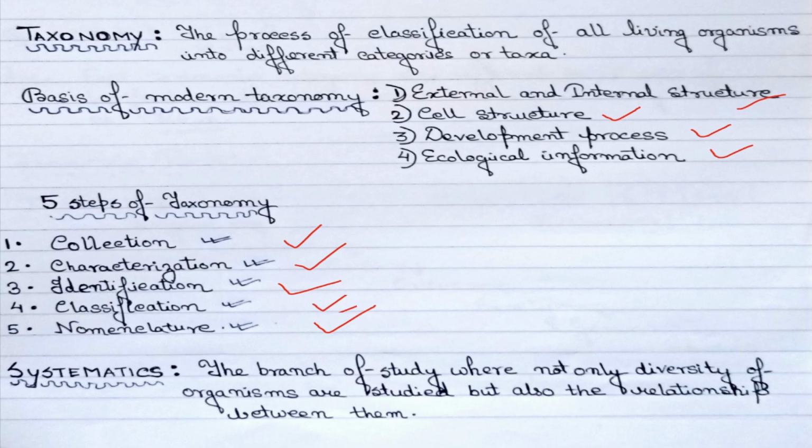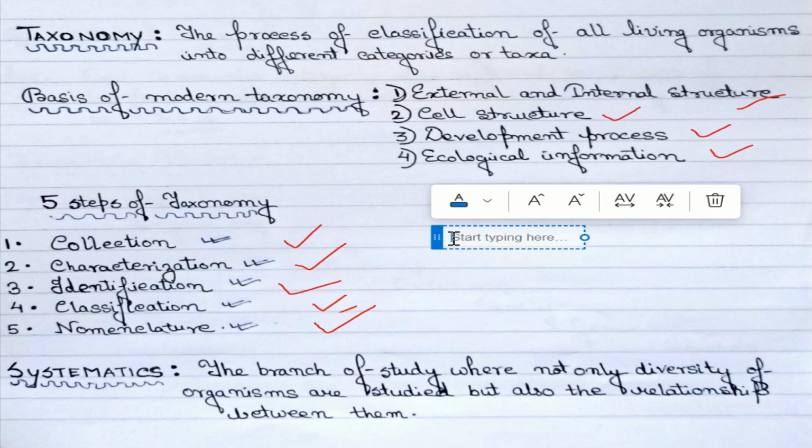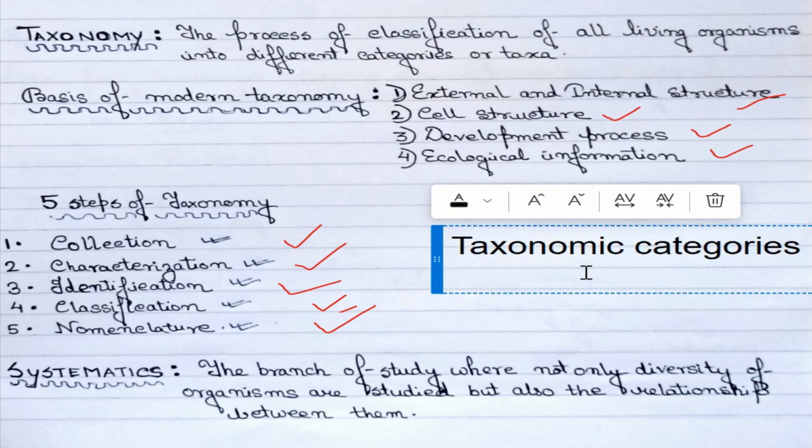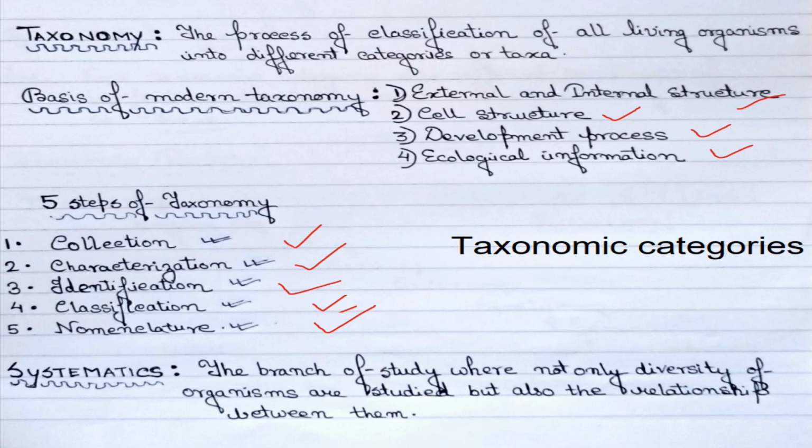So today we are keeping our video till systematics. In the next class, we are going to learn about taxonomic categories. So what will fall under taxonomic categories? What is a taxon? What is the order of taxonomy? That we are going to learn in the next class.